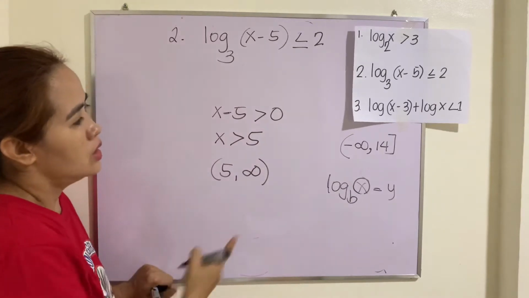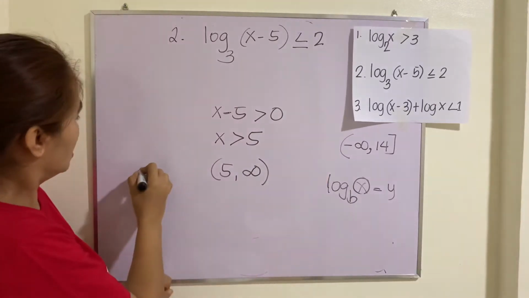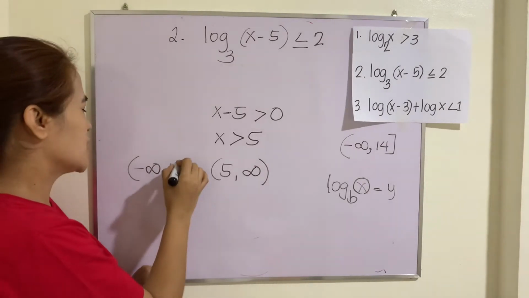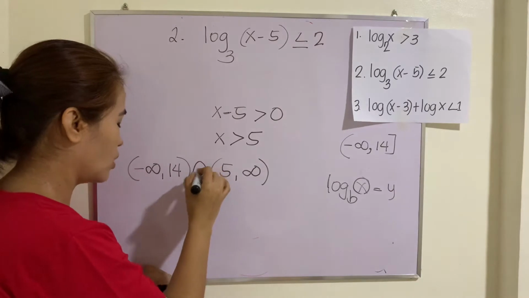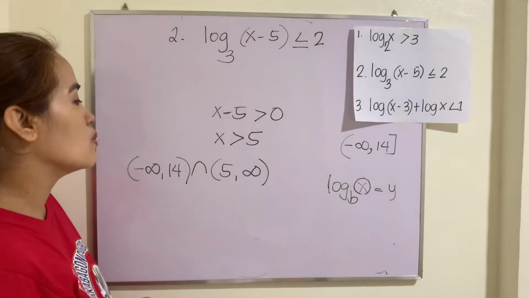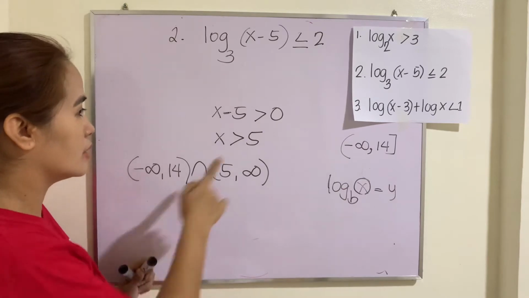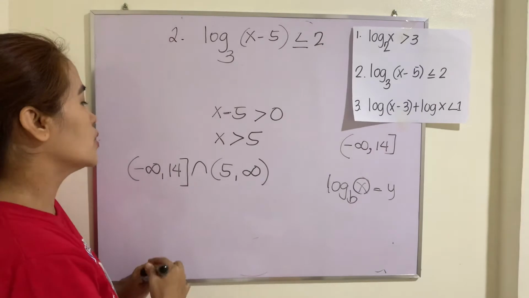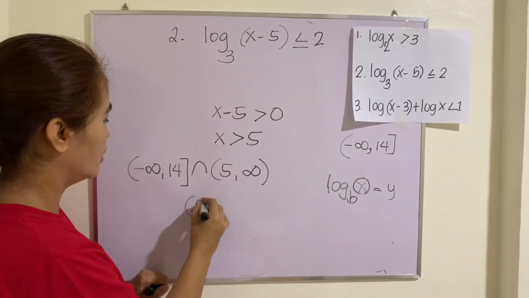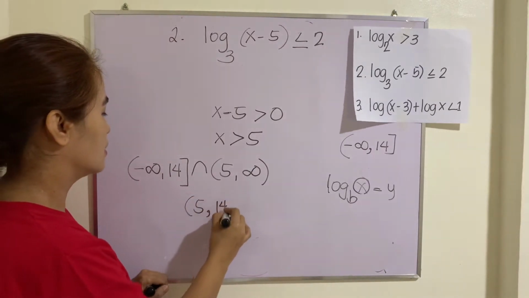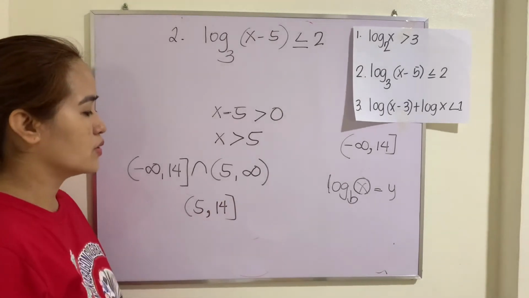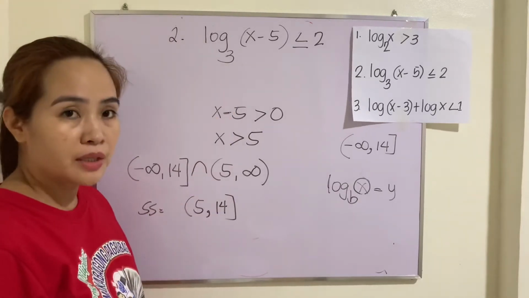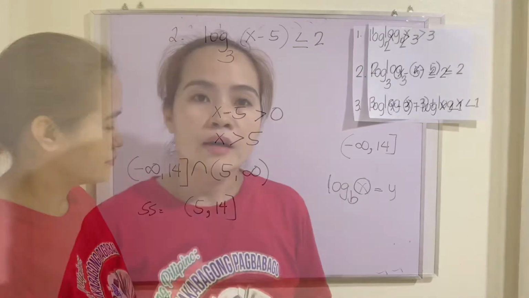Okay. So getting the intersection of the two, when we say intersection, this one is the symbol, we have to get what is common to them. And the common to them is what? By the way, this one is a bracket, this one. So therefore, you start from the least, which is 5, and then 14. Okay, so this is the solution set of this logarithmic inequality. Okay? Example number 3.